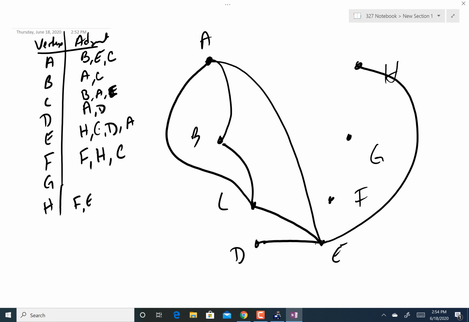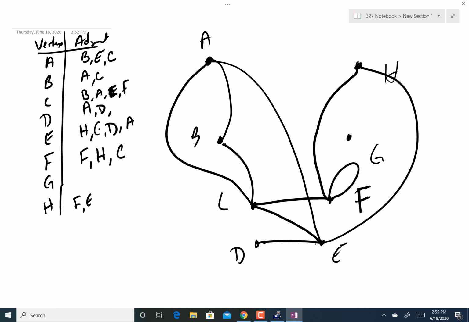That's cool. Now, what about F? F goes to F. Interesting. What does that mean? Well, it means there's a loop. Cool. It also goes to H. Now, that's nice. And it also goes to C. Now, the fact that F goes to C, C also has to go to F. So, again, oops. What happened? H goes to F and E. That's right. Okay, cool. And then G, of course, is isolated.